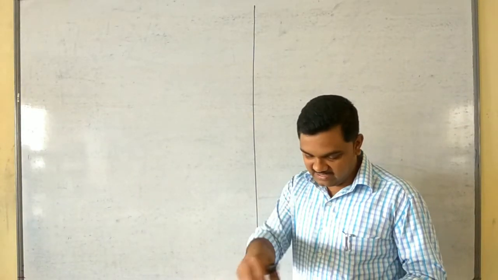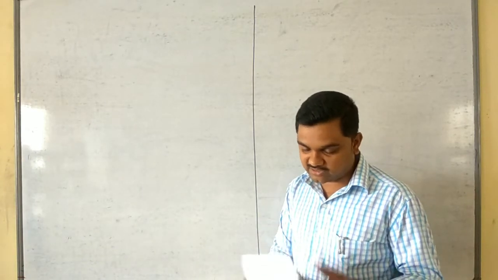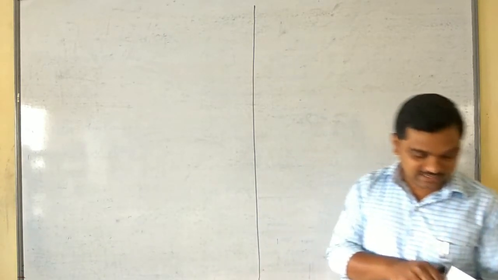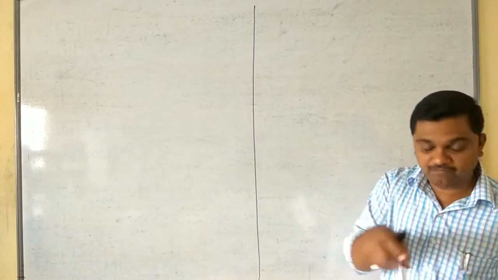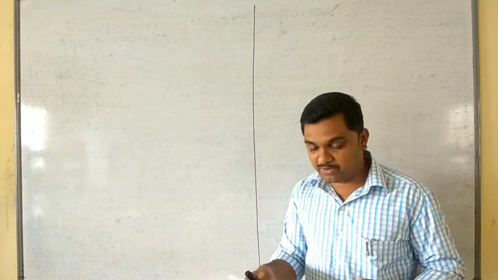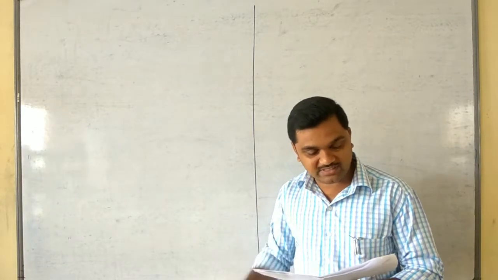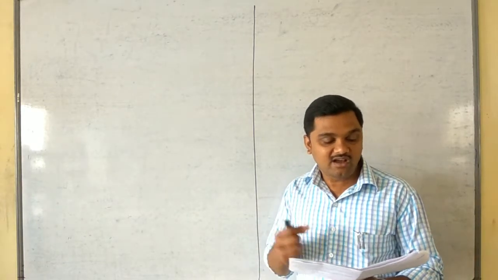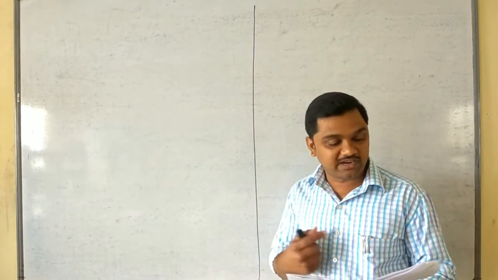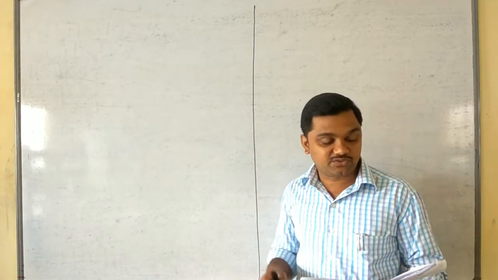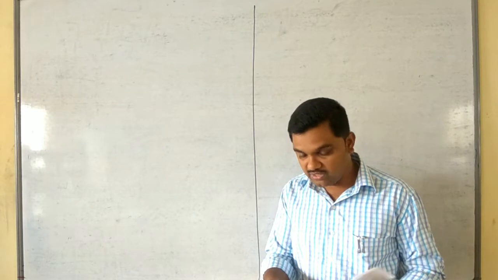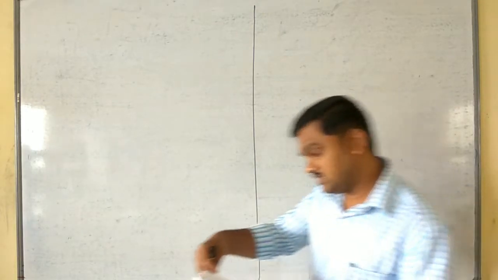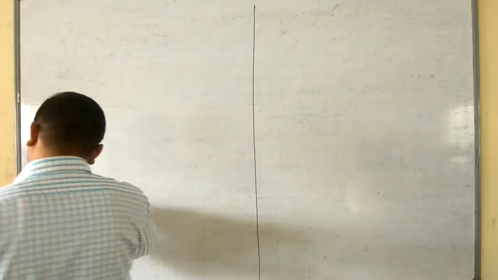In this class, let's continue the numericals on the third chapter, that is current electricity. In the last class, we discussed up to the ninth numerical problem, that is when two resistors are connected in series with a cell of EMF 2 volt and negligible internal resistance, a current of 2 by 5 ampere flows in the circuit. Now, in this class, let's continue from the 10th one.